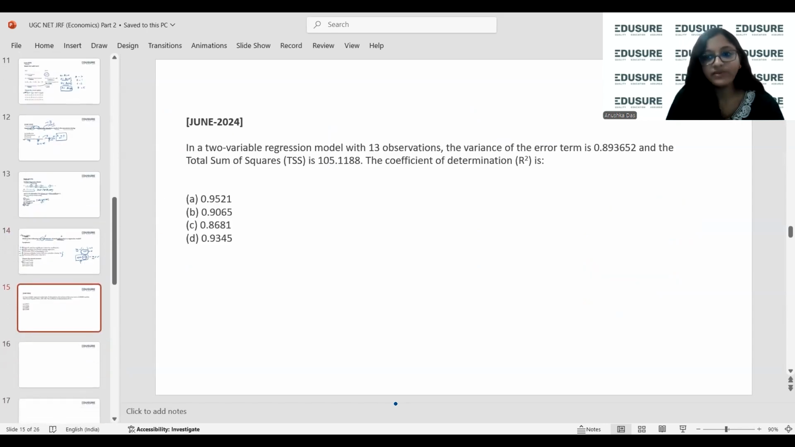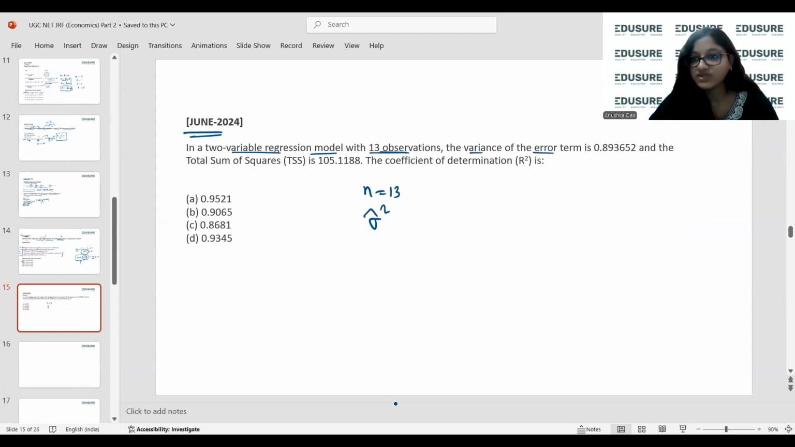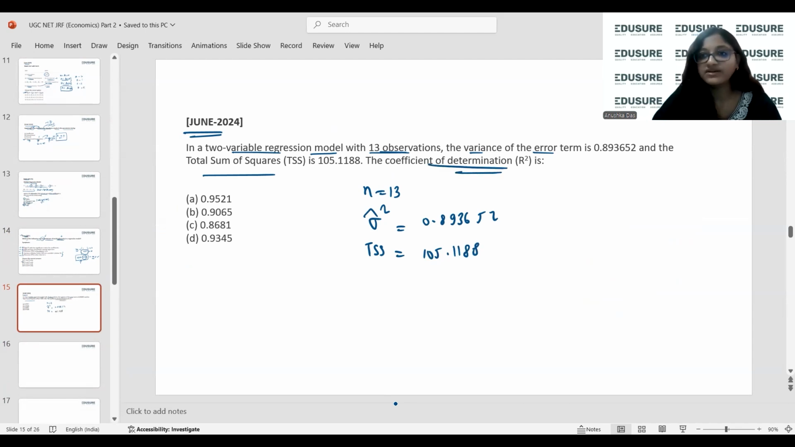And now the final question that we have is this. June 2024 recent question. In a two variable regression model with 13 observations, so n is given to you as 13. The variance of the error term, error variance, which basically means sigma cap square, if you remember, we have talked about this, is 0.893652. This is given to you. Total sum of square, TSS, is 1051188. Then you have to find out the coefficient of determination.